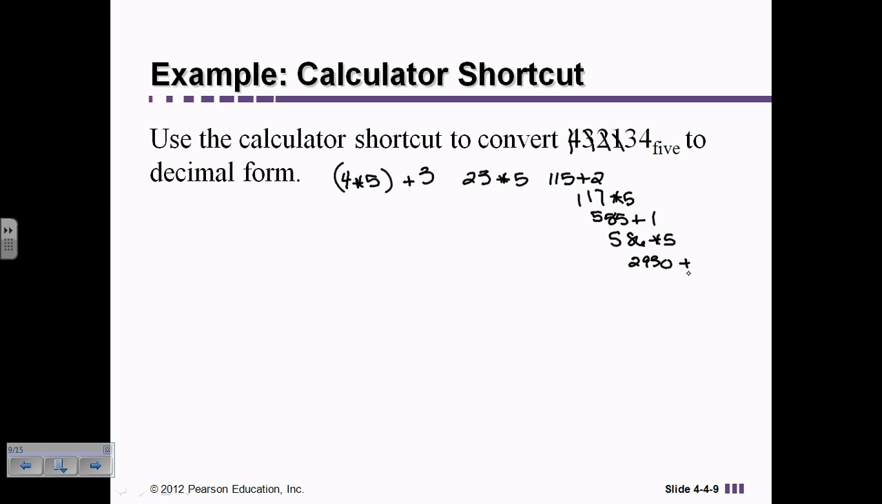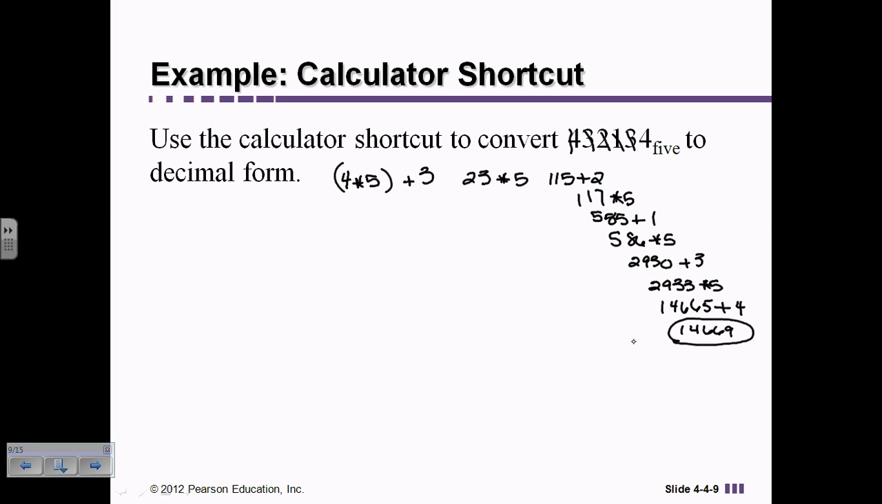We're going to add that 3 that we haven't added yet. Mark that out as we go. We get 2,933. Multiply that by 5. So we end up with 14,665. Add that last 4 on, and we get 14,669. And this is our answer.